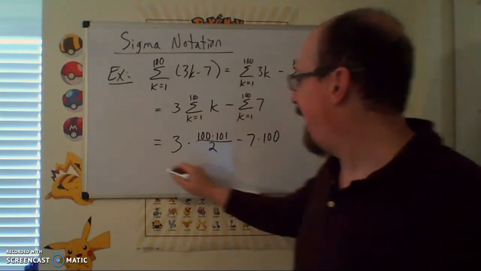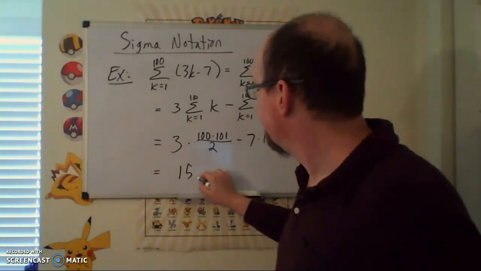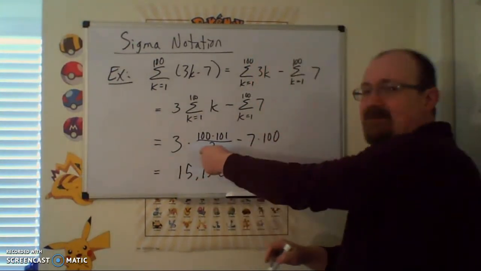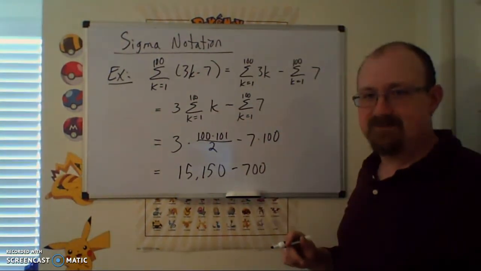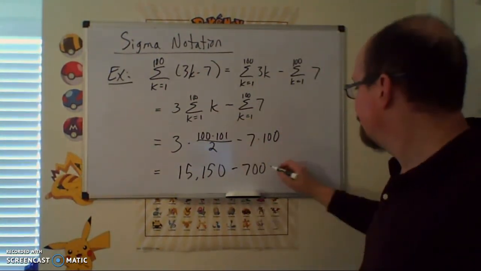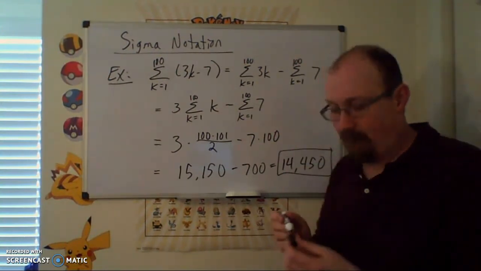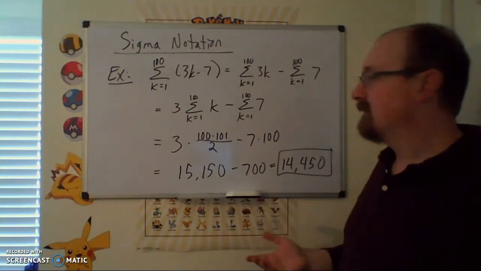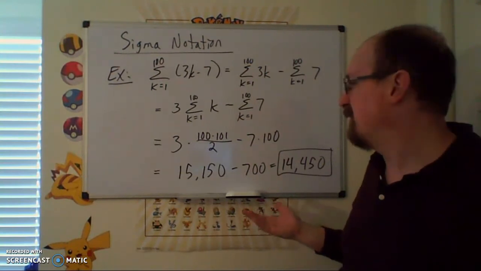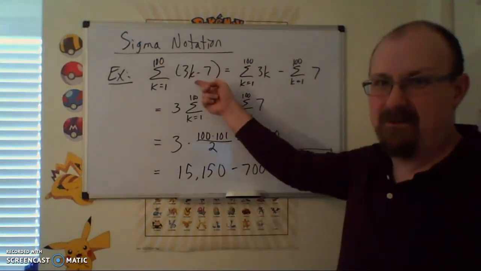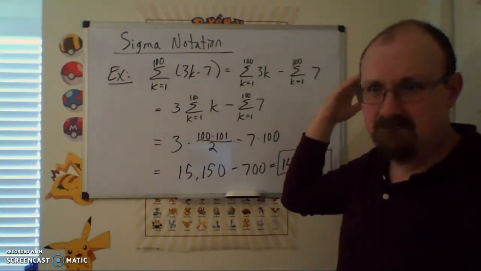Pounding out the arithmetic here. I like doing this in stages because it's easier to track where something might have gone wrong. I got 15,150 for this piece. Spoilers, 7 times 100 is 700. Then I do the subtraction. I get 14,450. So, yeah, there were a few steps of algebra through here, and we had to call in some special formulas, but it was a whole lot faster than me methodically going from 1 to 100 and pounding out all those calculations, right? I hope.